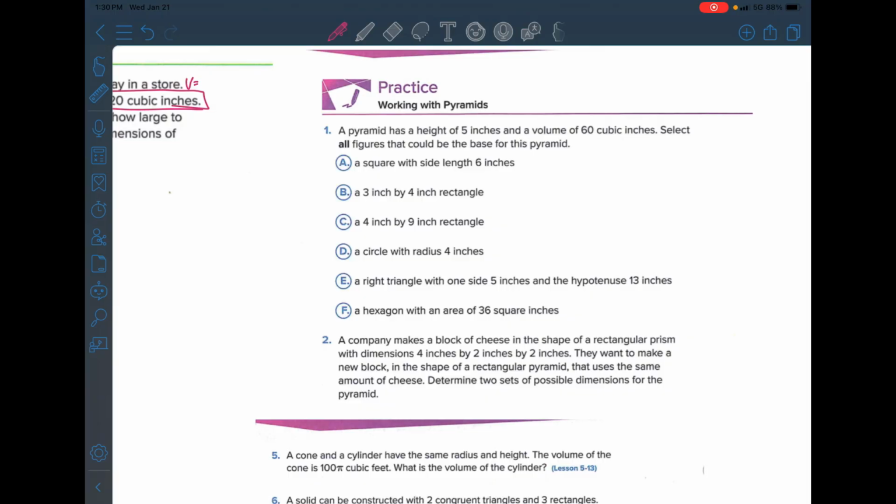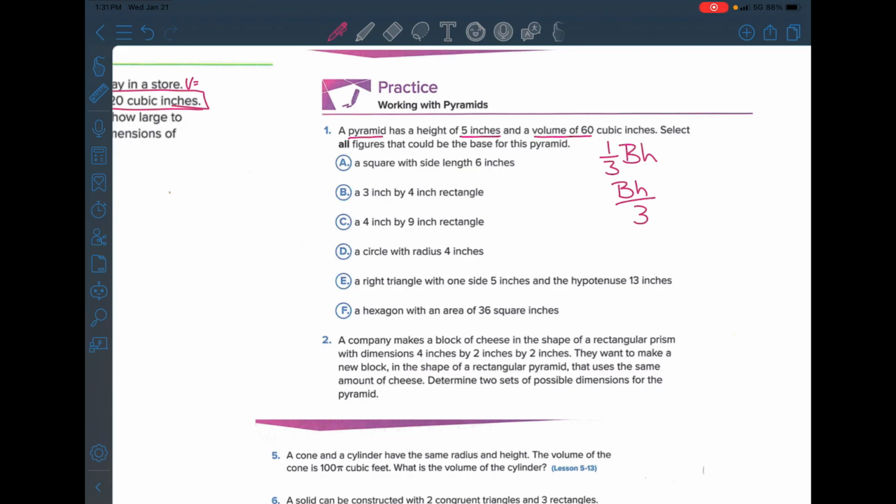We're going to move to our purple pages. It says a pyramid has the height of 5 inches and the volume of 60 cubic inches. Select all figures that could be the base of this pyramid. So we know that for a pyramid, it's this. It may be easier to think about this. Capital B means the area of the base.